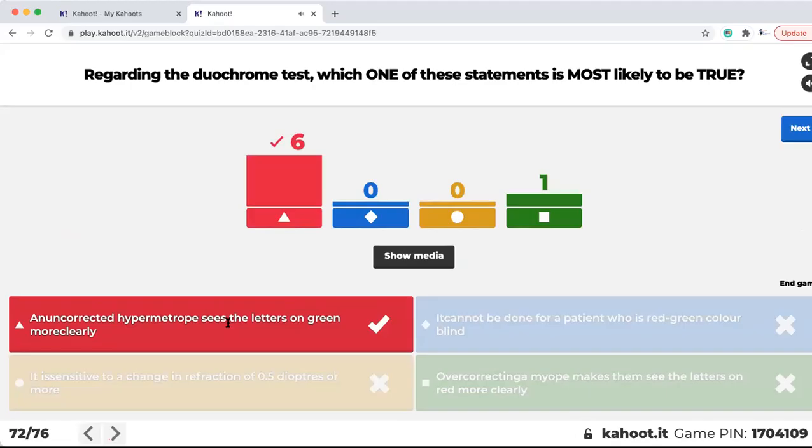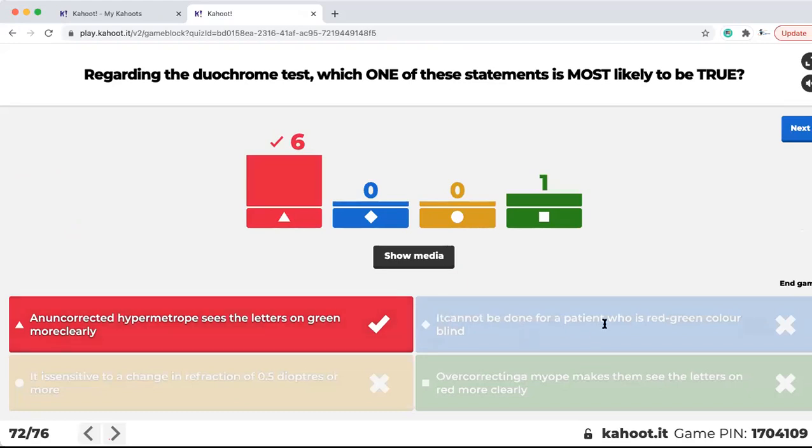Exactly, so most of you got it right. Regarding the duochrome test, if we are just making the patient see the duochrome test, who is hypermetropic without any correction, without any plus or minus lens, what will be the result? That he will see the green letters more clearly.